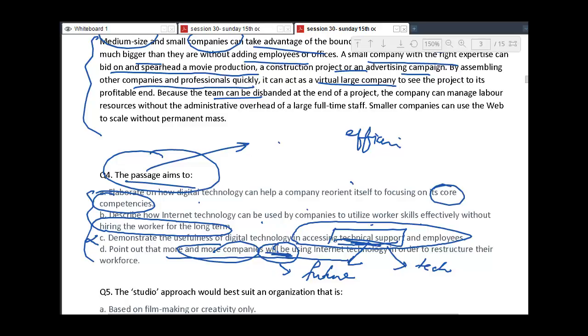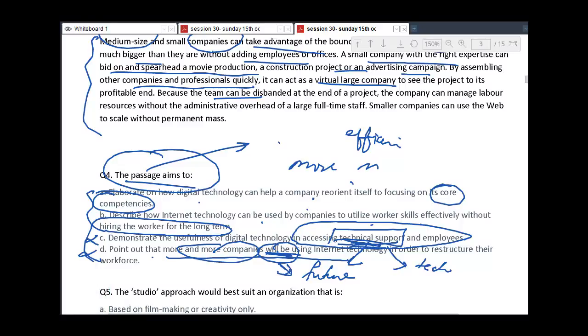When you say will be, that means the author is showing some kind of future trend, but the author is not concerned with the future trend. He's basically saying that some kind of thing is benefiting someone, and how it is benefiting, he is basically stating. So I would not put D also as my answer. So C goes out because of the technical support, and D goes out because of the tense aspect, which says it is too extreme, and then says point out more and more companies. I mean, how many more and more companies would not be using, as if more and more companies are not using? See, when the author says more and more companies will be using, does he say that more and more companies are not using right now?